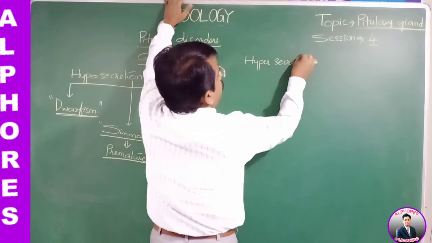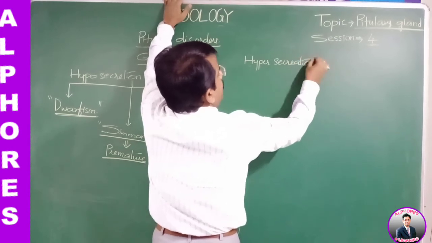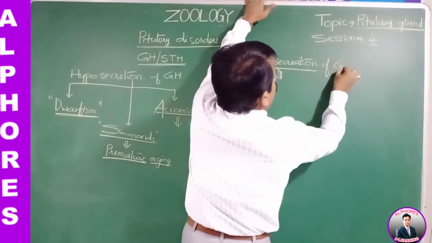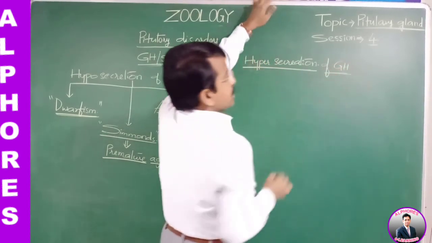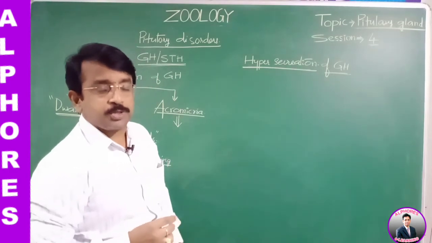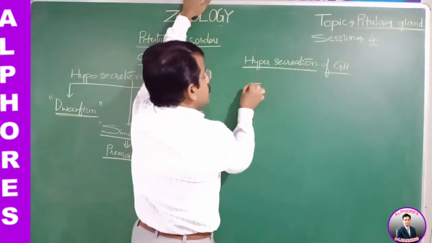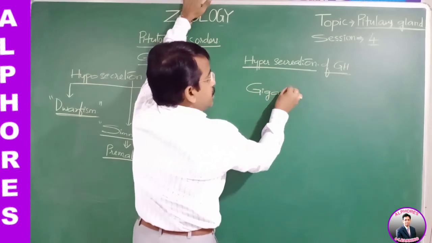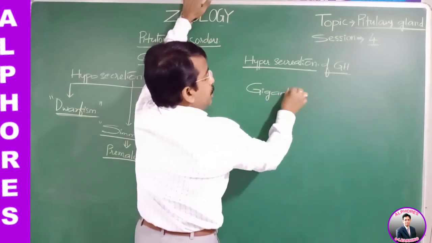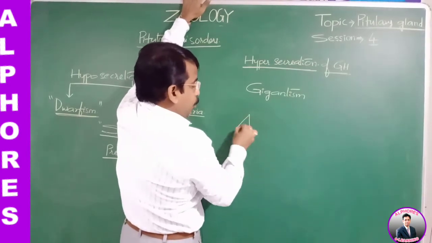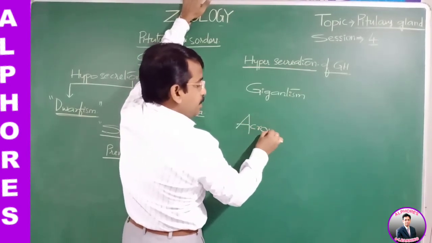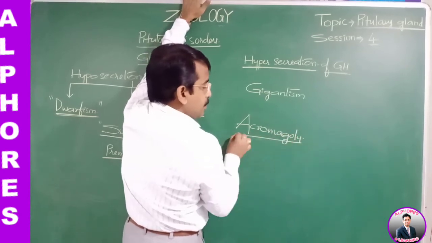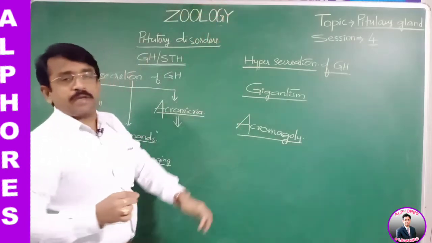Let us discuss the hypersecretion of growth hormone. Hypersecretion of growth hormone results in gigantism, and the second one is named acromegaly. Let me explain gigantism.